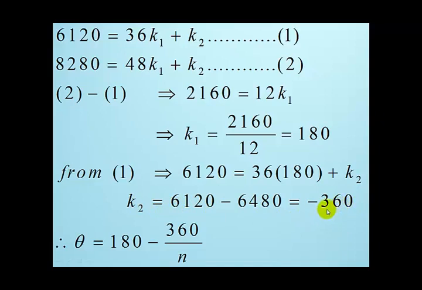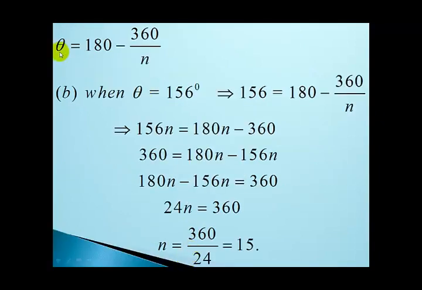So by substitution, we have theta is equal to 180 minus 360 divided by n. This is because K1 gave us 180 and K2 gave us minus 360. So by substitution into the equation, we have theta equals 180 minus 360 divided by n.